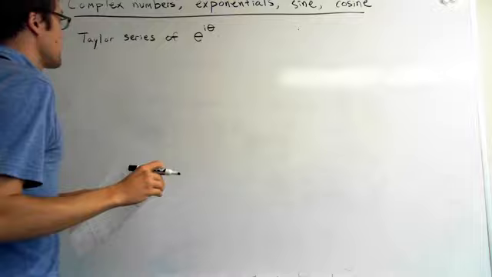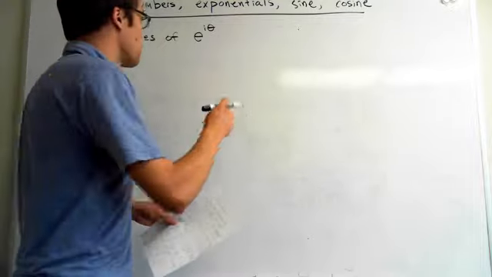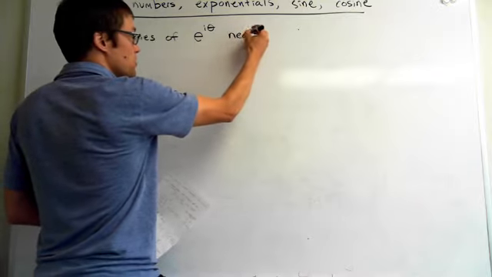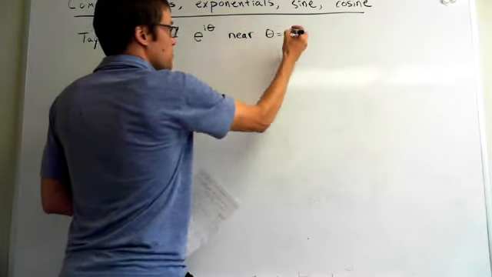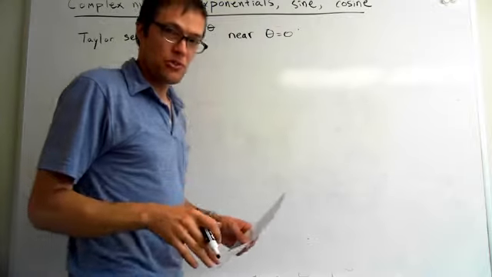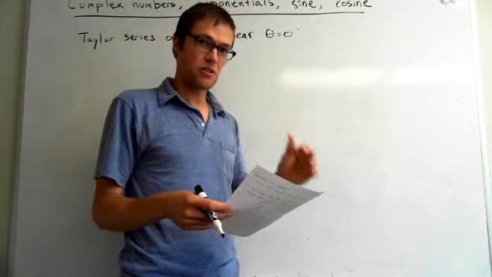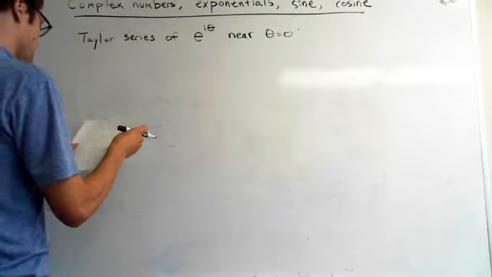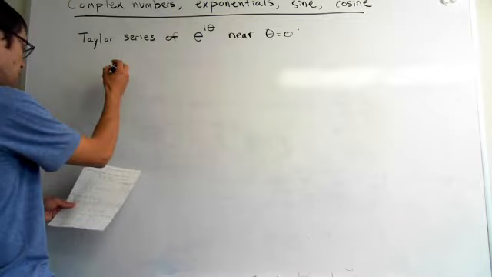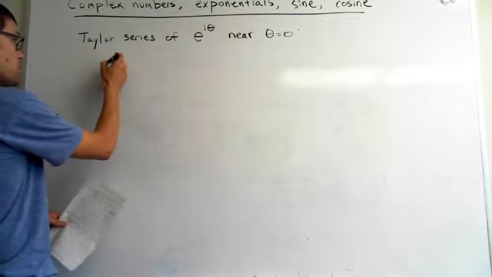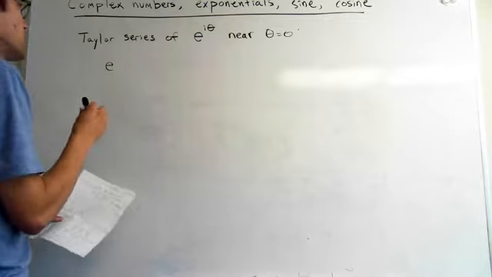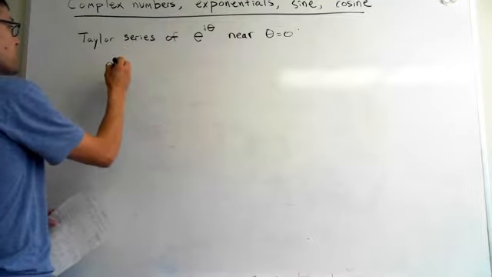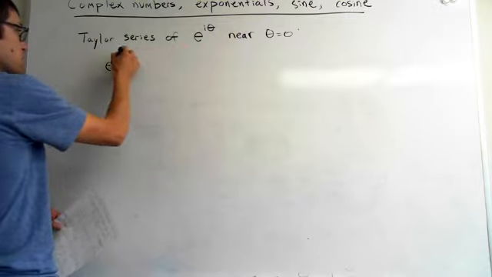And as always, when you say we're going to do a Taylor series of some function, we're talking about the Taylor series of that function near a particular point, and that's near the point where theta equals 0. Which is typically what people mean if they don't specify the point. Okay, so the Taylor series of e to the i theta is, well, as usual, we start out with the function itself evaluated at the point you're talking about, evaluated at 0.